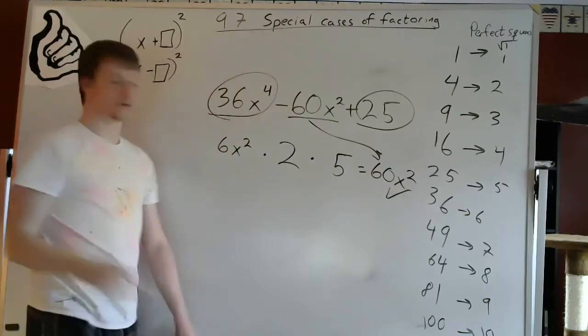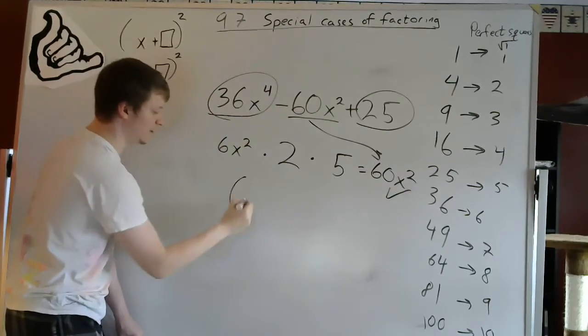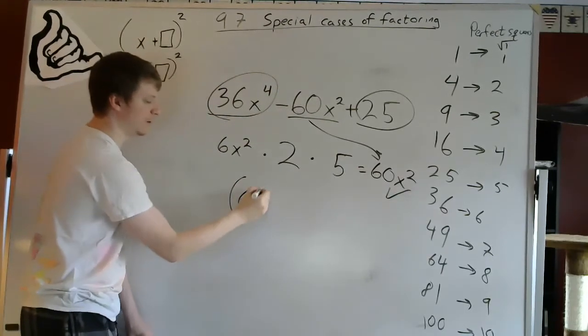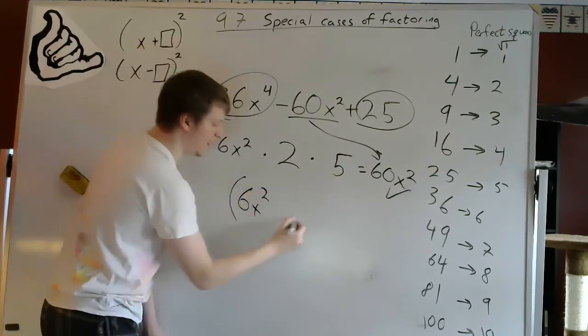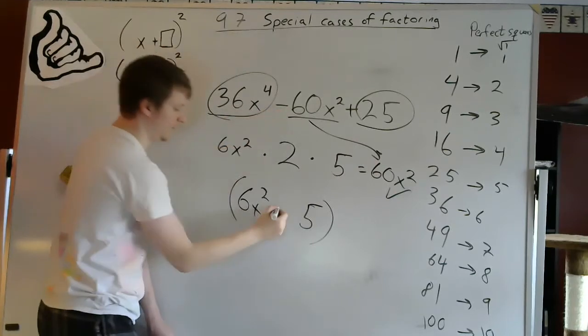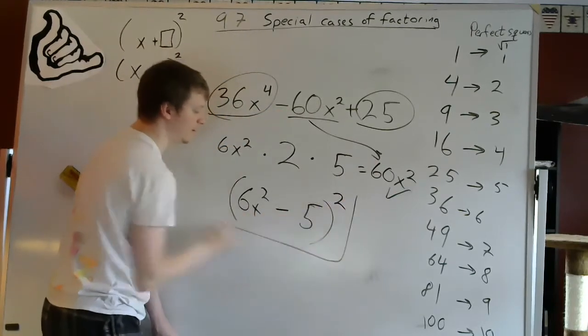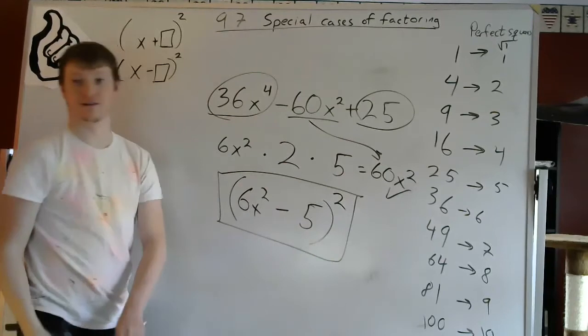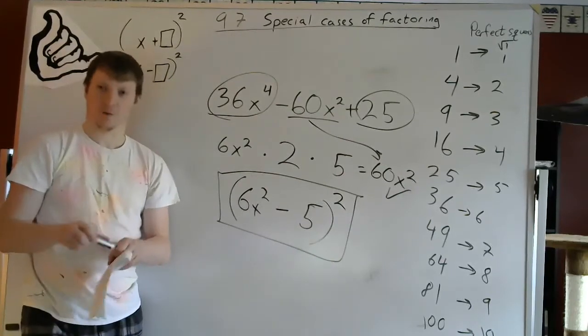And if it worked, we go straight to our answer. Our answer being the 6x squared, that's the square root of the first thing. The 5, that's the square root of the second thing. And the sign that's in the middle, minus. And that whole thing is squared. And we're done. Wondrous.